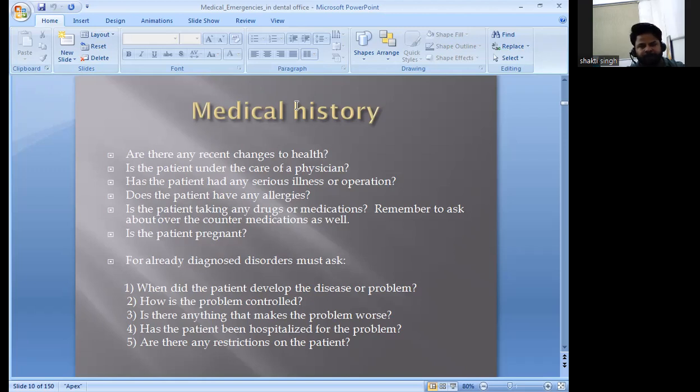For an already diagnosed disorder, you must ask questions such as: when did the patient develop the disease or the particular problem? How is the problem controlled? Is there anything that makes the problem worse? Has the patient been hospitalized for the problem or disease? Are there any restrictions on the patient, such as dietary restrictions? For a patient who has already been diagnosed with such a disorder or disease, you have to ask such questions while taking the medical history.